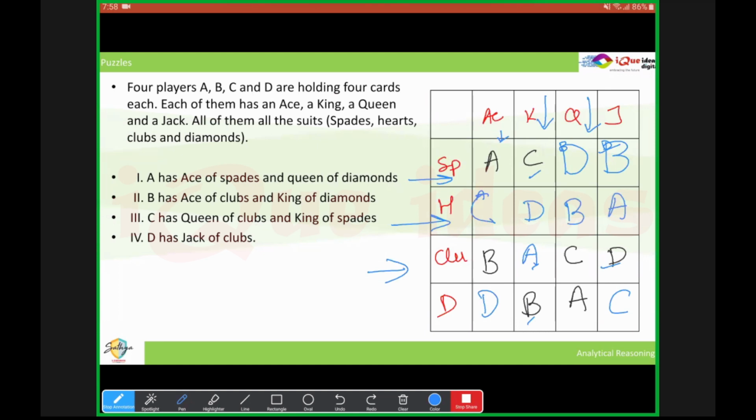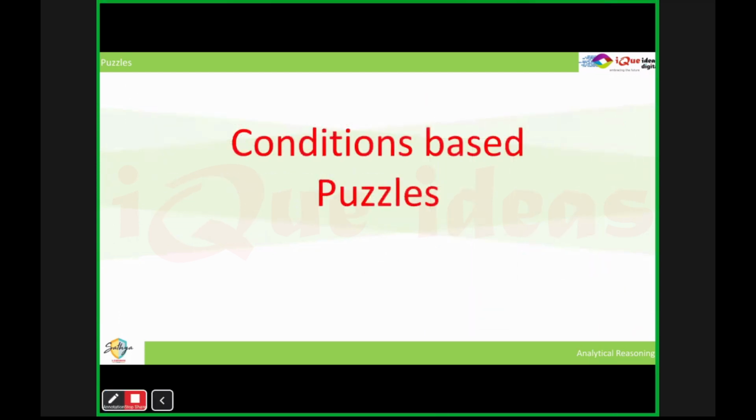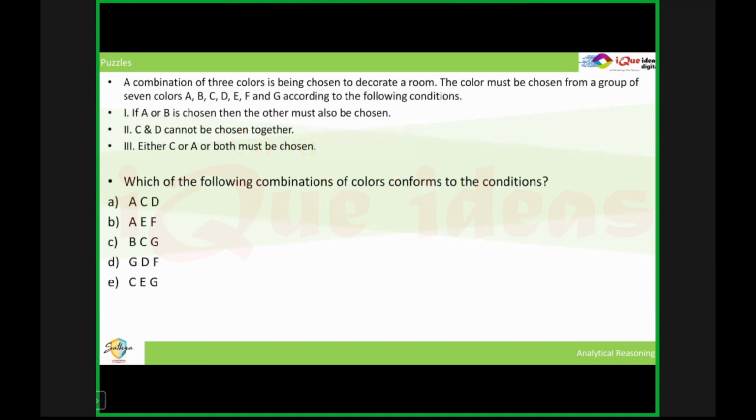Hope everybody got this one. Okay. Now, the next type of puzzle is something called a conditional puzzle, where you are given conditions based on which you have to solve the question. So let's take an example where I say that a combination of three colors has to be chosen to decorate a room. The color must be chosen from a group of seven colors. So there are seven colors A, B, C, D, E, F, G, and you have to select three colors, but there are certain rules.